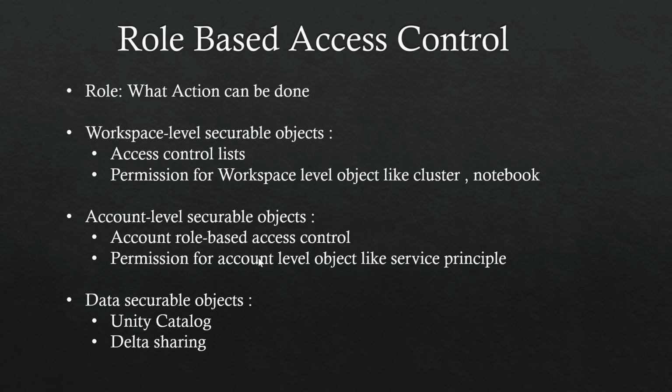Then we have the data securable object, in which we have the Unity Catalog as we discussed, and then Delta Sharing. If you have any data object that you want to share, that can also be done. You can provide permissions on whether that data can be accessed by different teams or not.